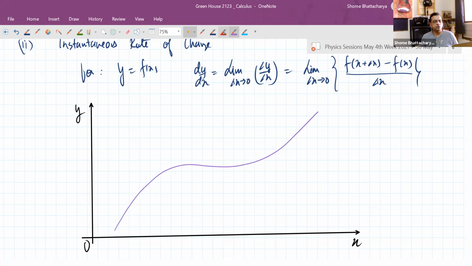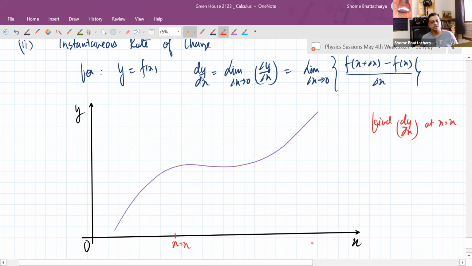So once again, now suppose I want to find the instantaneous rate of change at this particular point. I want to find dy by dx at that particular x. I could write this as x1 also, but I'm just writing it as x. So what we have to understand is that at this point, the value of the function is this one. So this is our f(x).